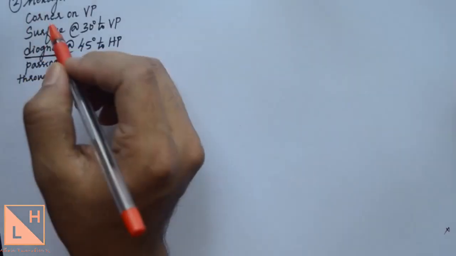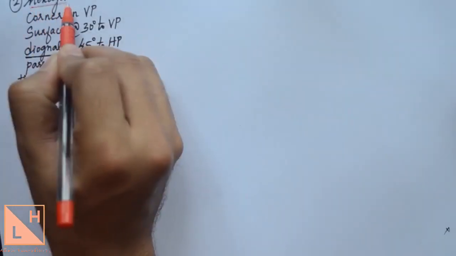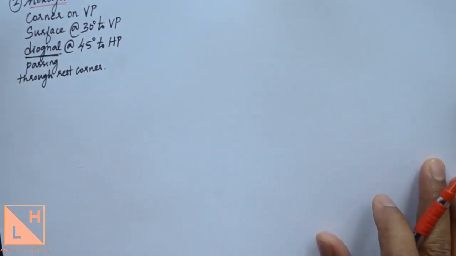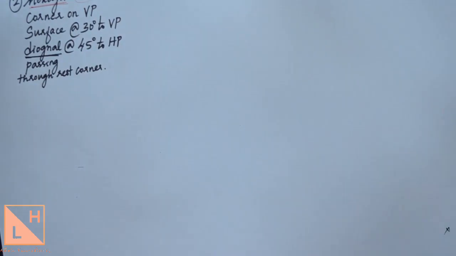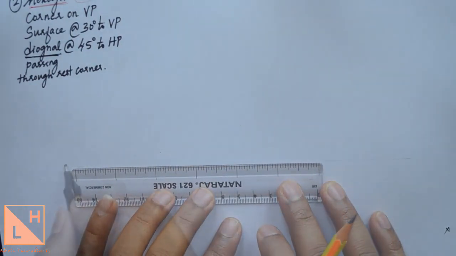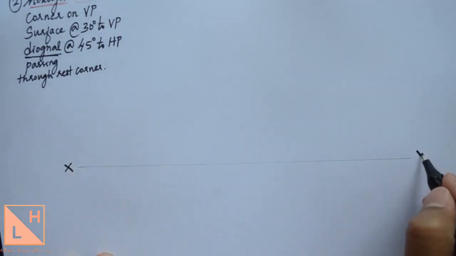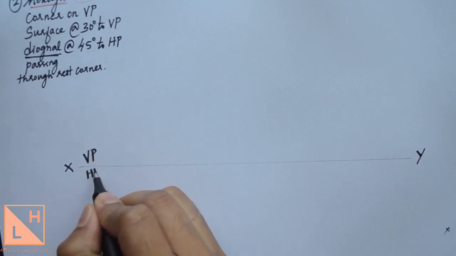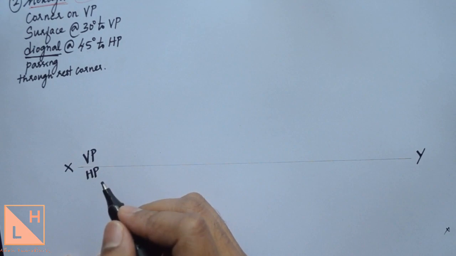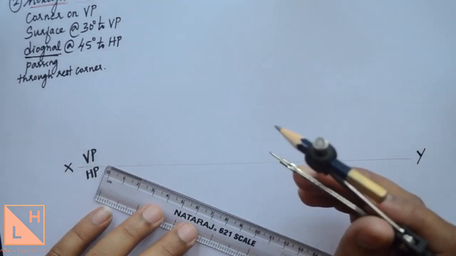So now, looking at the given data, we need to draw a hexagon lamina in the solution first. Now to draw a hexagon lamina of 30 millimeter side, we need a reference line. So we'll take up by drawing a line, and you can name the line XY. Above the line will be considered as VP, below the line will be considered as HP, as we are considering first quadrant. So we can draw a hexagon by two different methods.